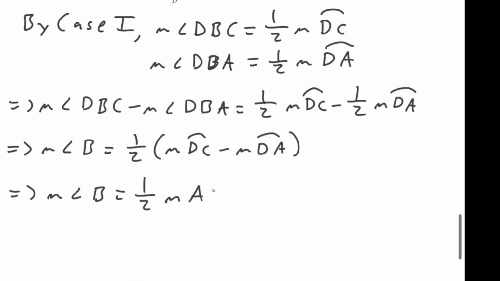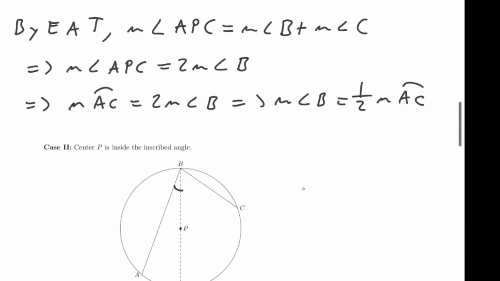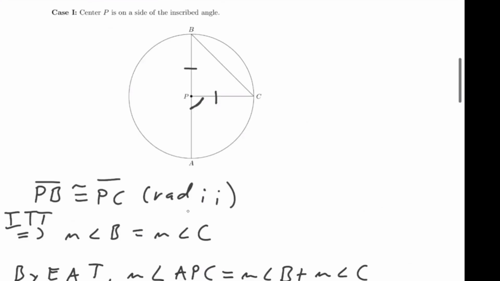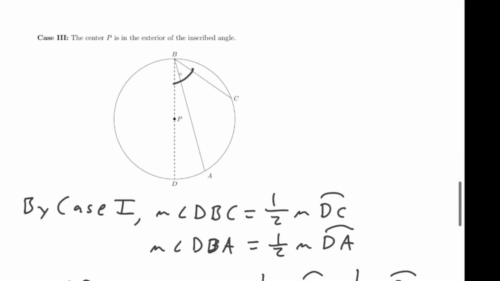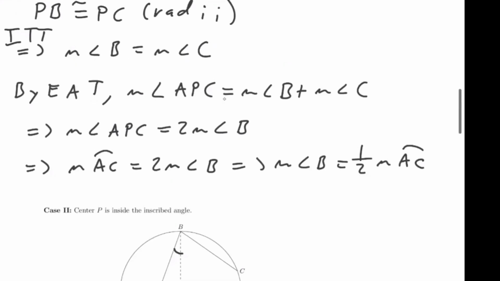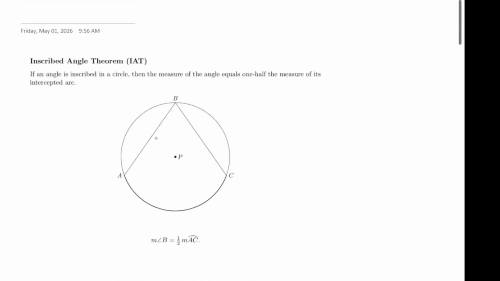So you can see in all of the cases: in the first case where one of the sides is the diameter, in the second case where both sides are on opposite sides of the diameter, and the third case where both sides are on the same side of the diameter, in all three cases, the inscribed angle is equal to half of its intercepted arc.